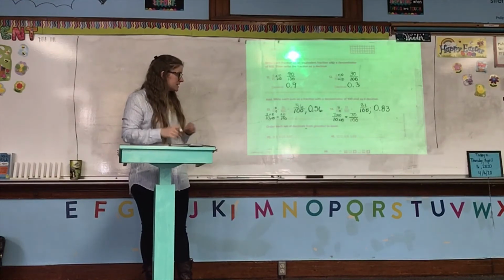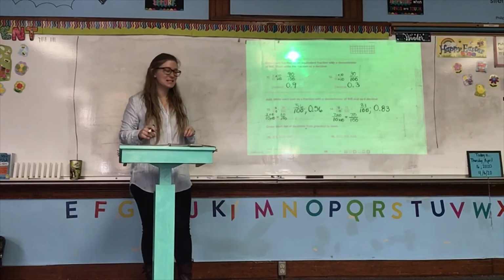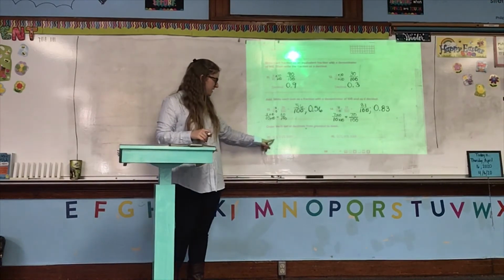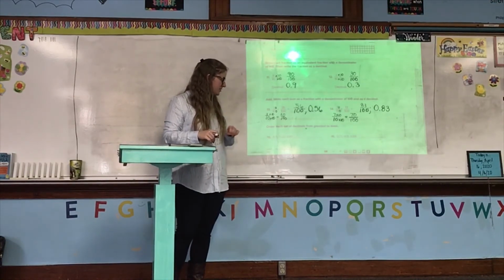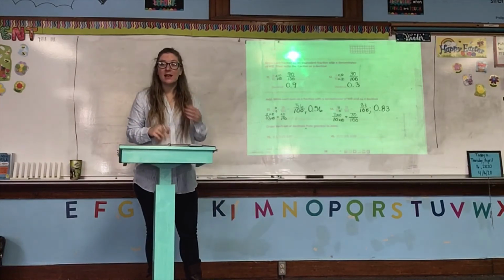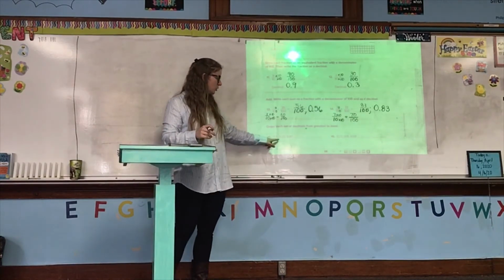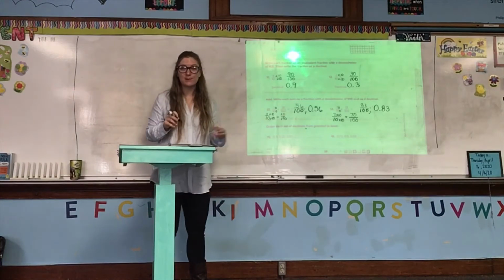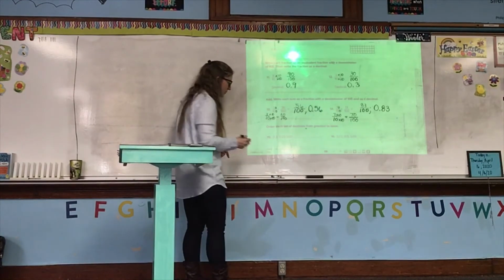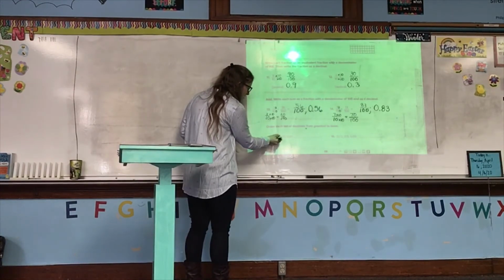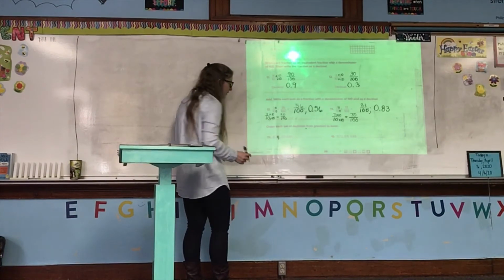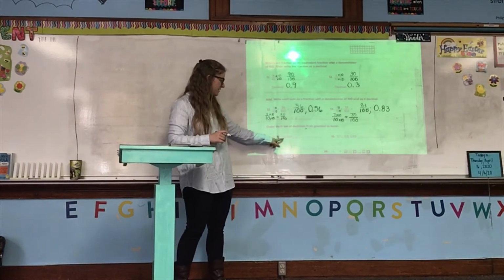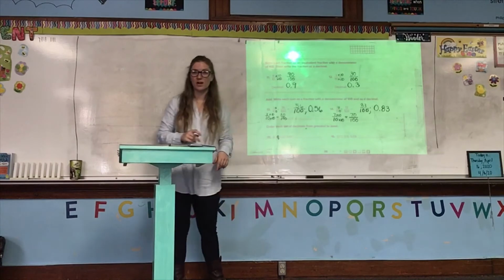Now, numbers 15 and 16 say order each set of decimals from greatest to least. So number 15, we have 3 tenths, 23 hundredths, and 61 hundredths. Now remember, in order to be able to order these, each decimal needs to have the same number of digits. 3 tenths only has 2 digits, so we're going to add a 0. Now we have 30 hundredths, 23 hundredths, and 61 hundredths.